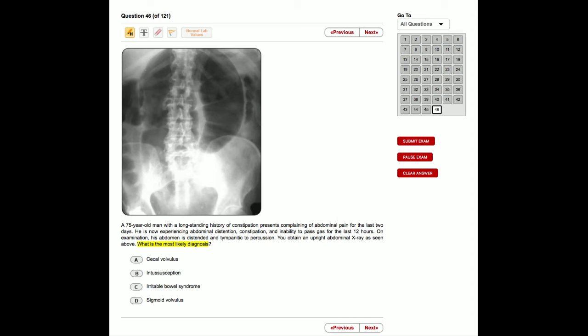So cecal volvulus certainly is associated with abdominal distension, abdominal pain, paucity of gas in the distal colon, and an x-ray that may look similar to what we see here. Now, for those of you that cannot see the x-ray, what we're seeing is a large bowel that is significantly distended, and it has almost like a bent inner tube appearance.